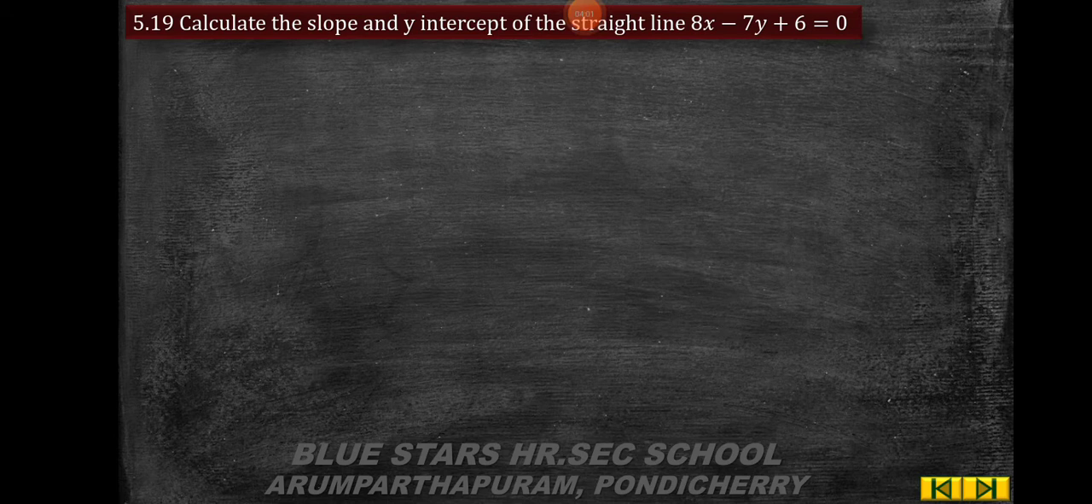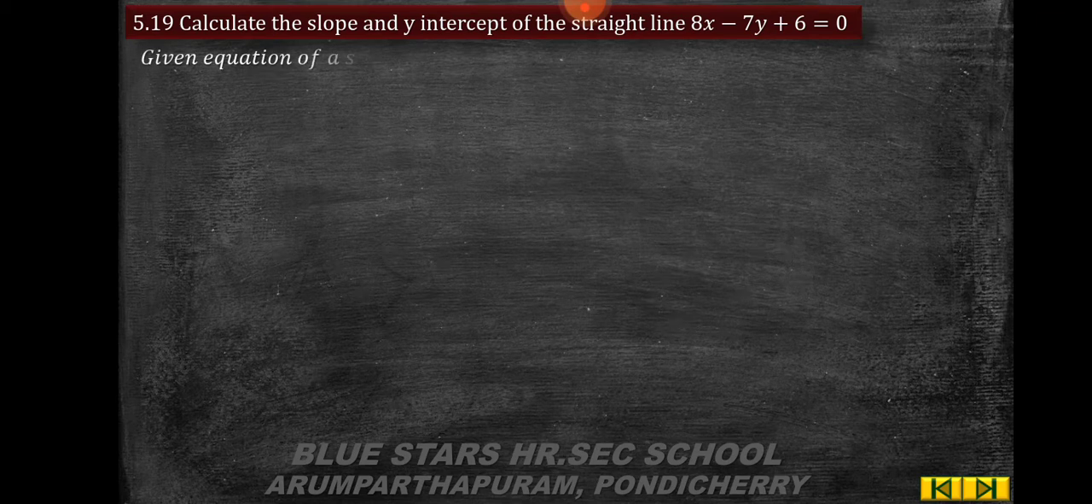Example 5.19. Calculate the slope and y-intercept of the straight line 8x minus 7y plus 6 is equal to 0. In the previous examples they gave the slope and y-intercept value, and using the formula y is equal to mx plus c you found the equation of the straight line. Here they have given the equation of the straight line, and you have to find the slope and y-intercept.